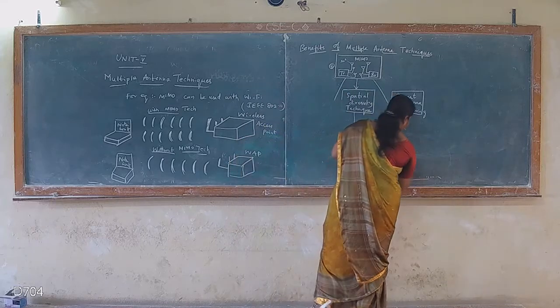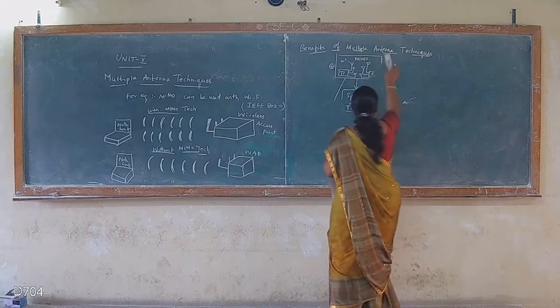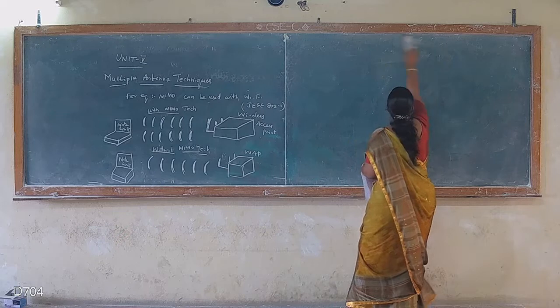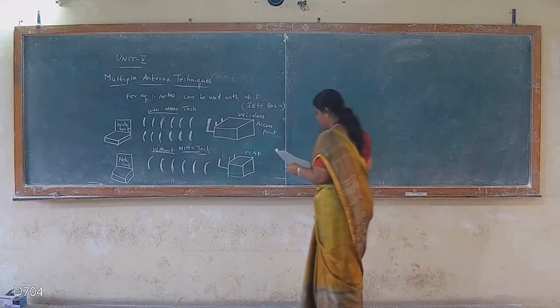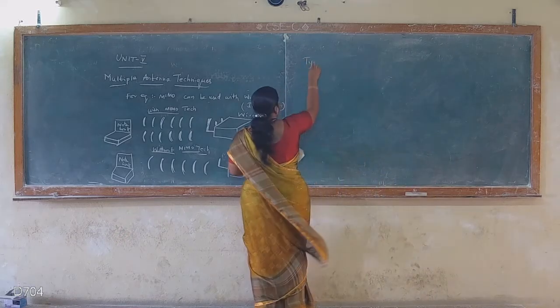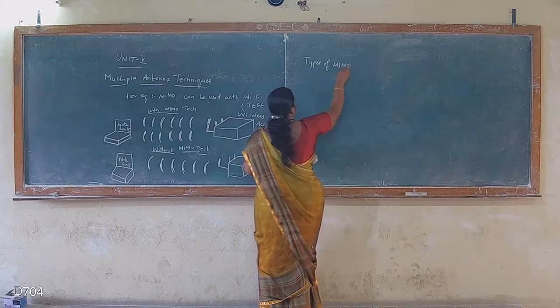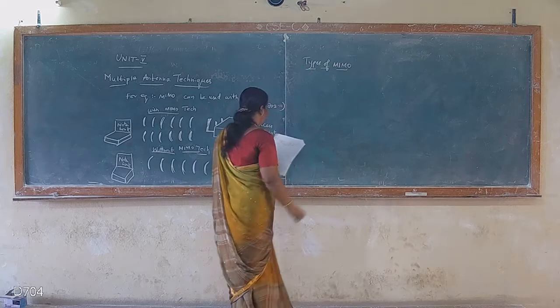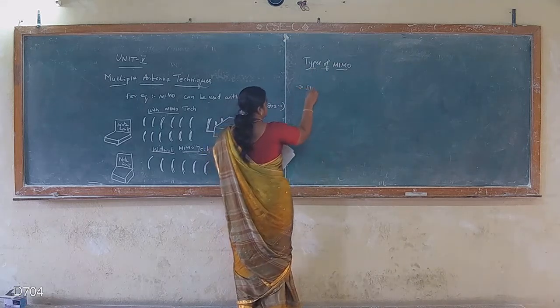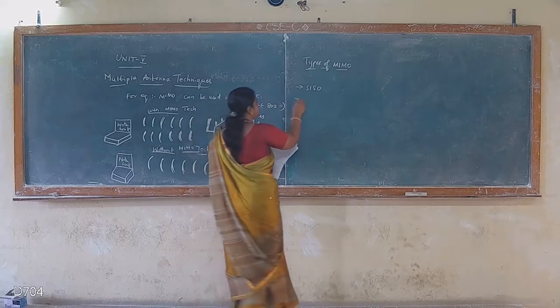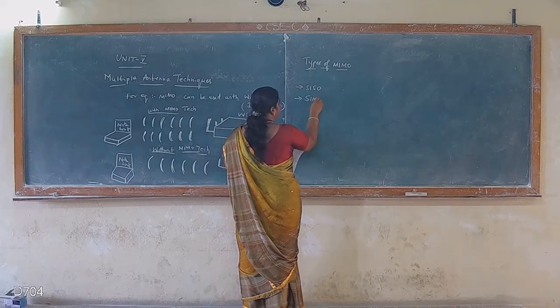Types of MIMO. So the first type is SISO, single input, single output, right? Then the second one, single input, multiple output. The third type is multiple input, single output. And the fourth one is multiple input, multiple output. These are the types of your MIMO technique.